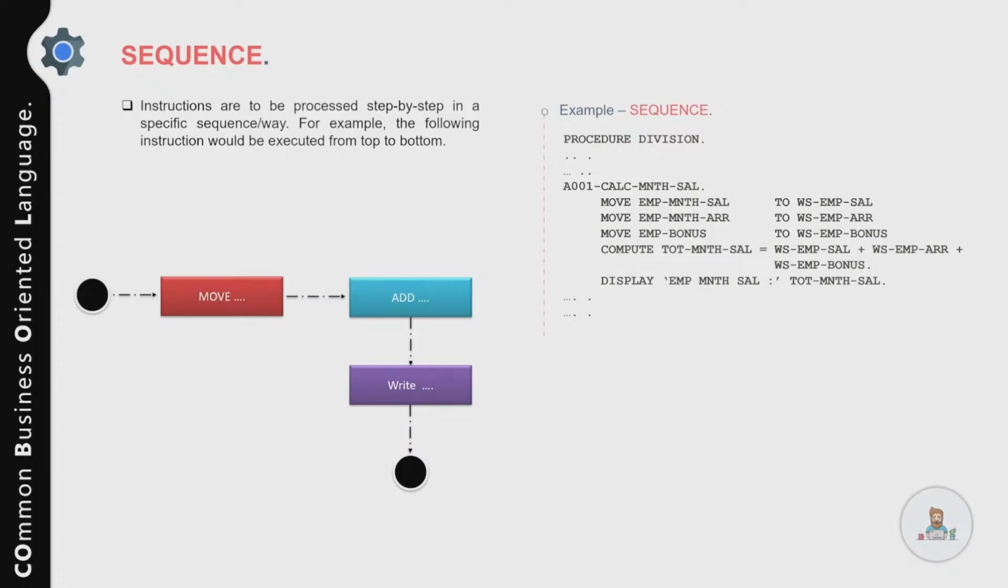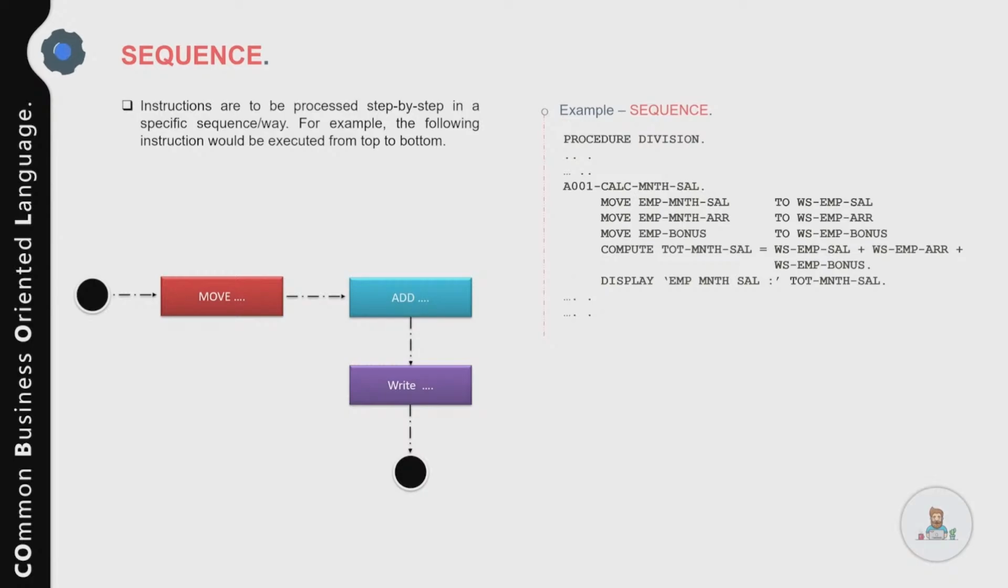Now, let me showcase an example so that you can understand how exactly the statements are executed in a sequence. In this example, we have a procedure division, which is extracted from an actual program. And there is a paragraph called A001-calc-month-sal. This is basically a calculation of monthly salary. In this case, you have move statements, then you have a compute statement and a display statement. These statements will be executed one by one from top to bottom.